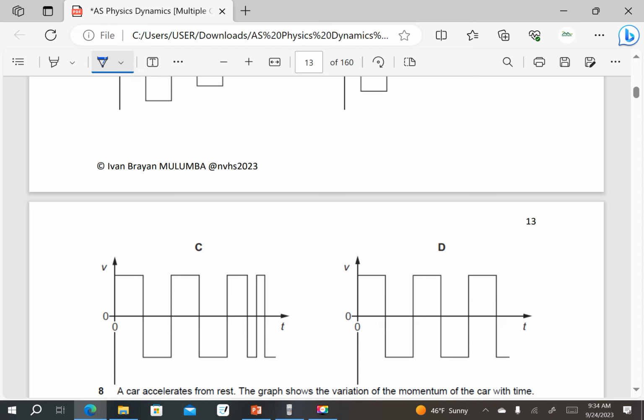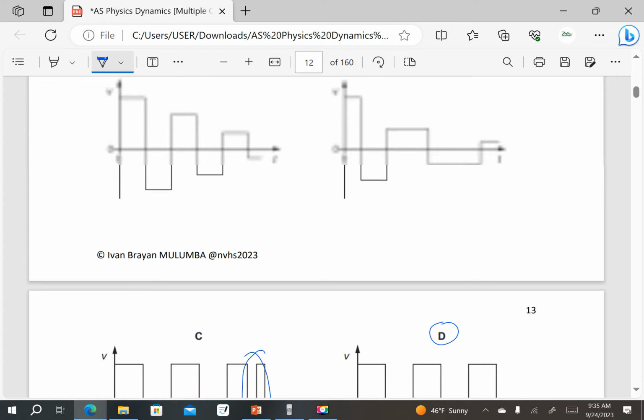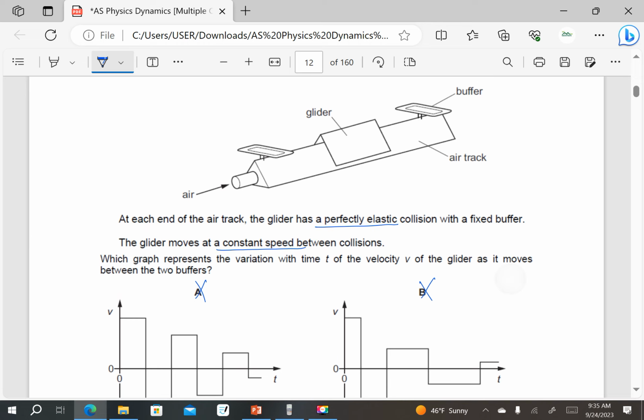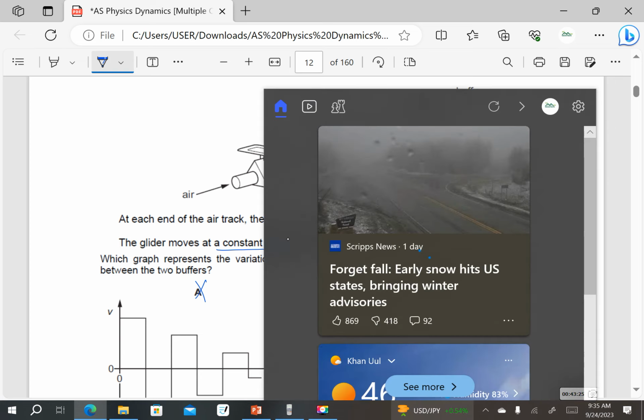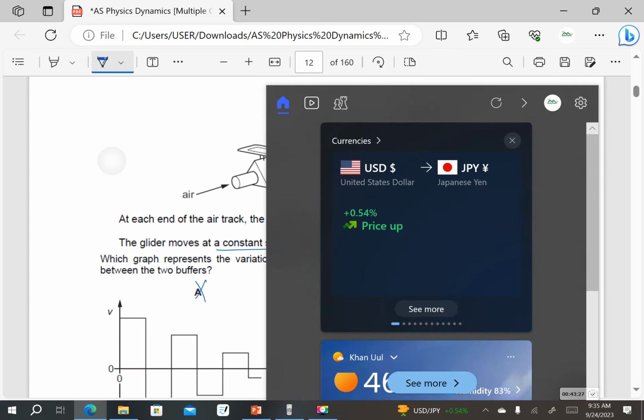The velocities in C and D remain the same, but the answer is going to be D, because the distance between the buffers remains constant. So this part here is not reflecting that the distance between the buffers has remained constant. The glider moves at a constant speed between collisions. At each end of the air track, the glider, what is this?